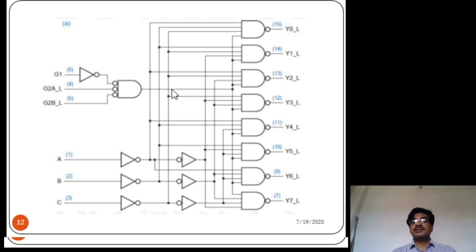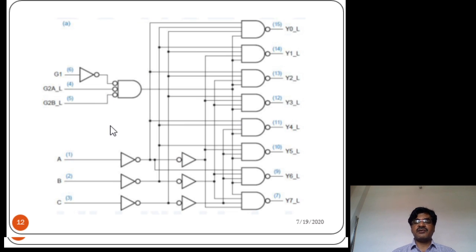Okay, so single enable input we represented. Before that, actually, it has three enable inputs: G1, G2A underscore L, G2B underscore L. This is the enable input with reference to three enable inputs. Like that you have to draw the logic diagram.